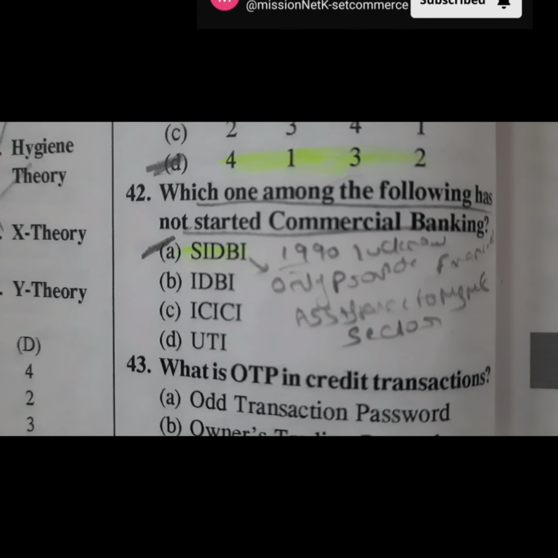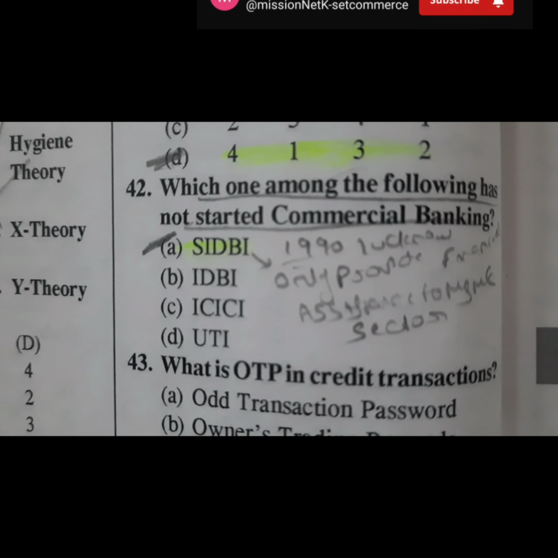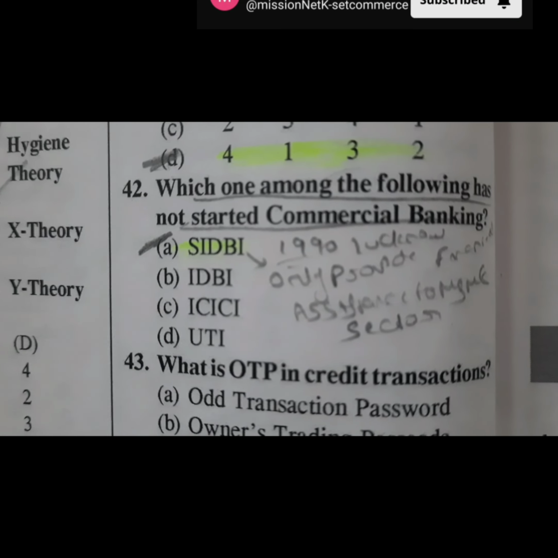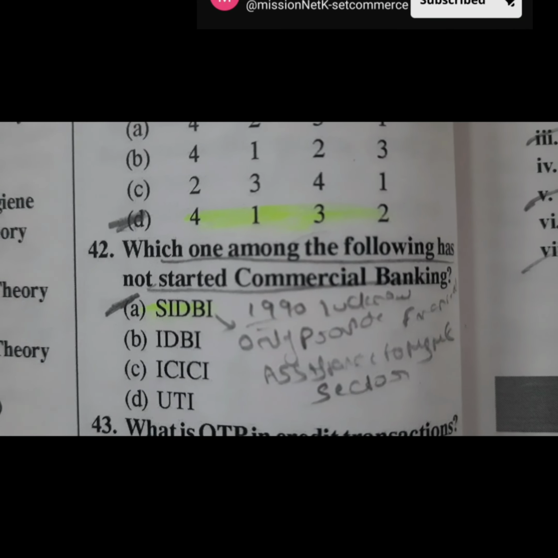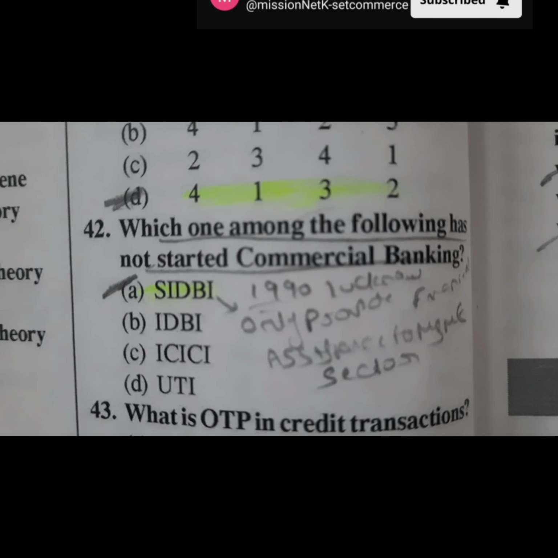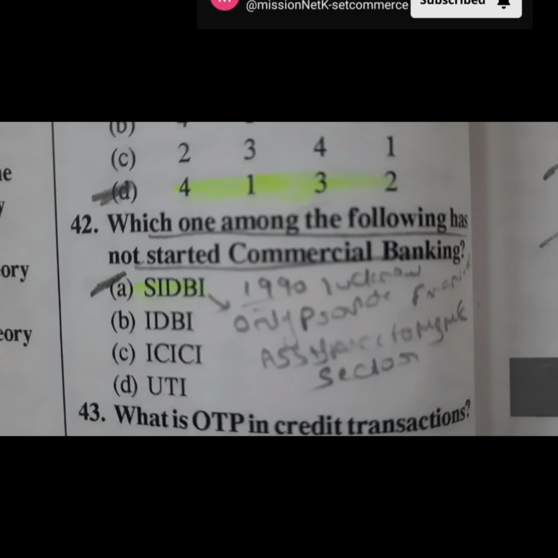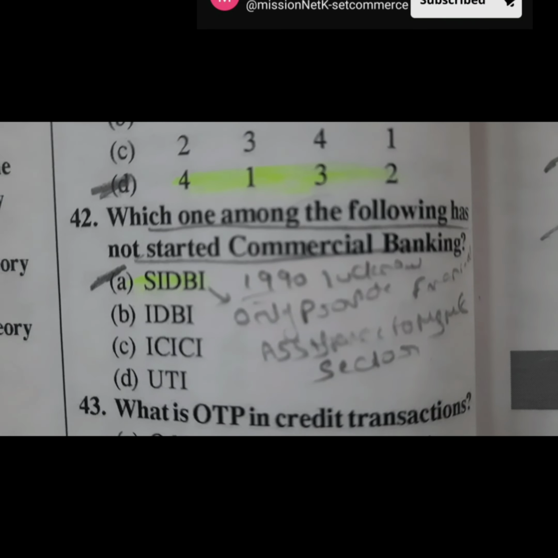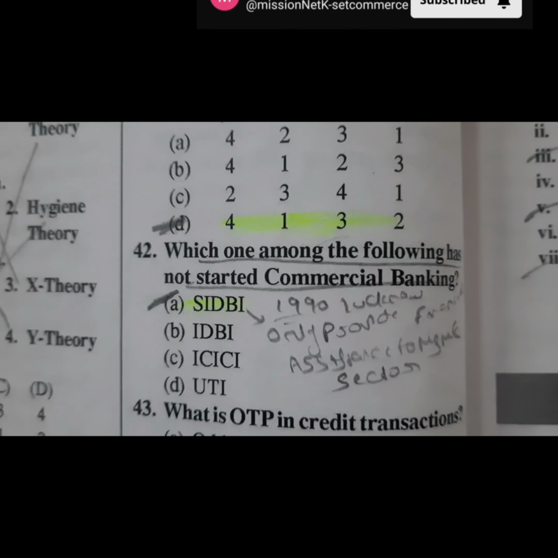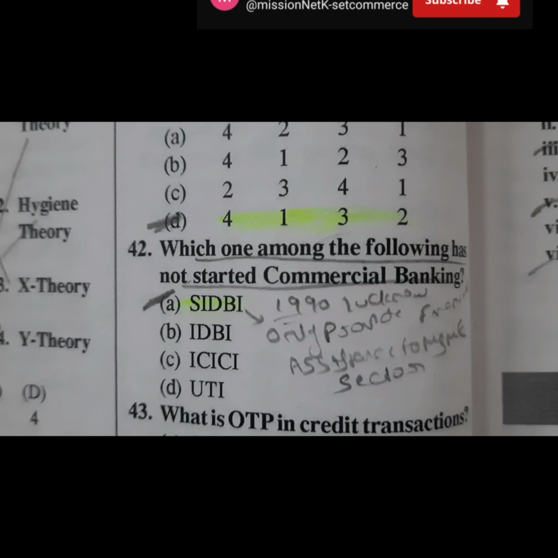Which one among the following has not started commercial banking? Here 4 options are given below. The right answer is option A, SIDBI. SIDBI stands for Small Industry Development Bank of India. It is established in the year 1990. The headquarters of SIDBI is located in Lucknow, and it only provides financial assistance to MSME sectors.